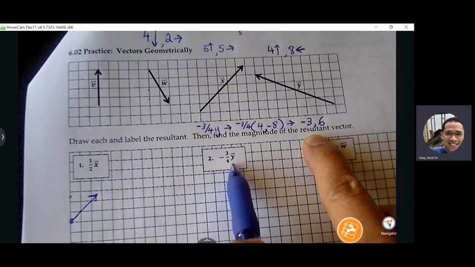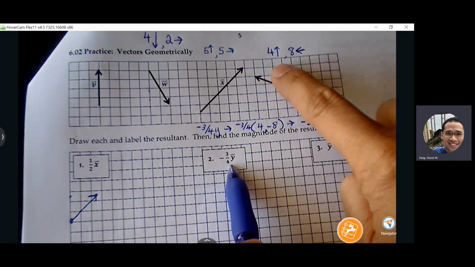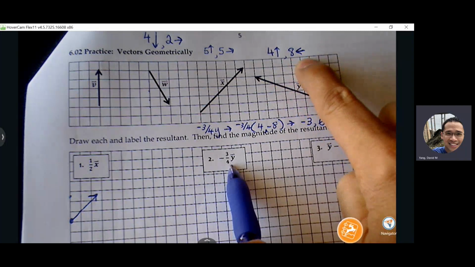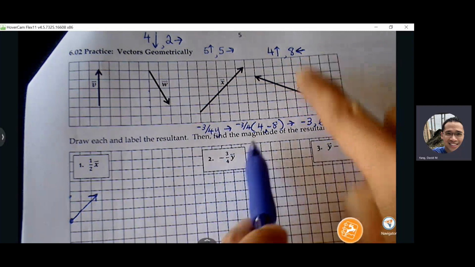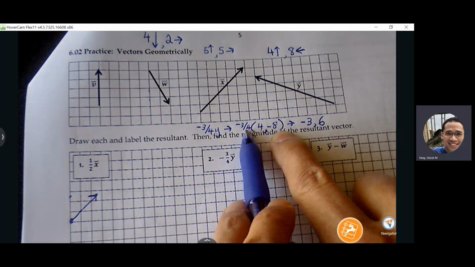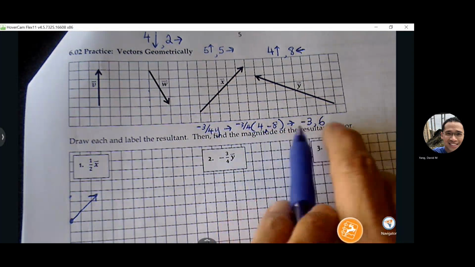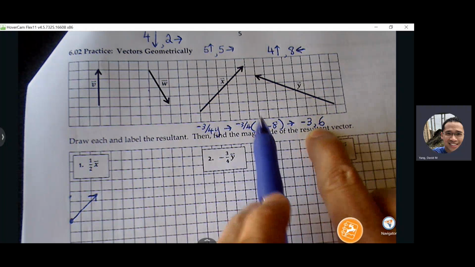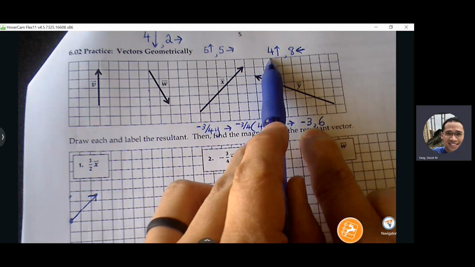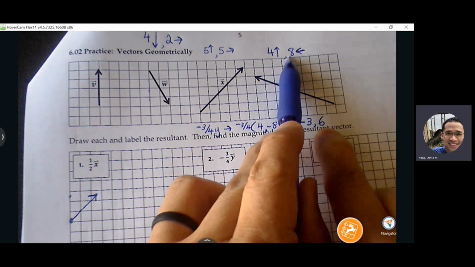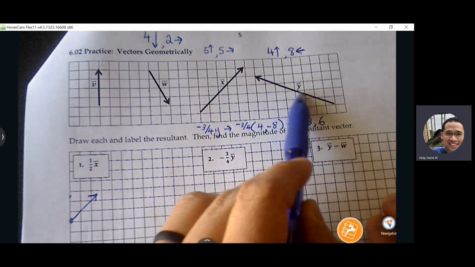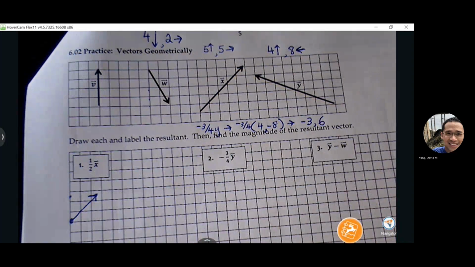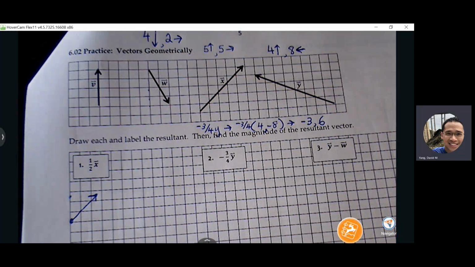Okay, -3/4 of vector y. Vector y is initially going 4 up, 8 to the left. So if I just multiply 4 and -8 with -3/4, I get -3 and 6. So that means changing direction here. Instead of going up, I'm going to go down. Instead of left, I'm going to go right. So down 3 over 6.